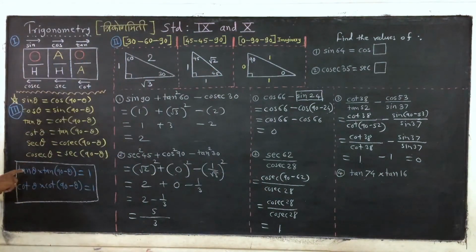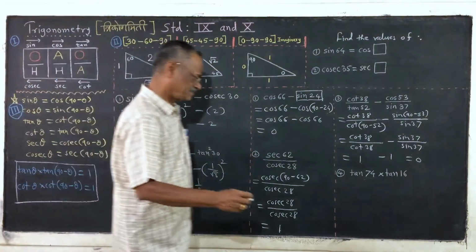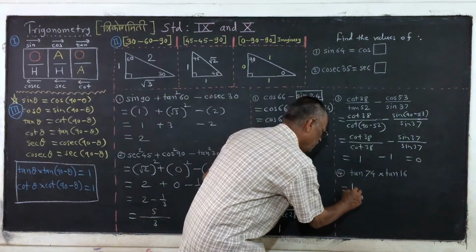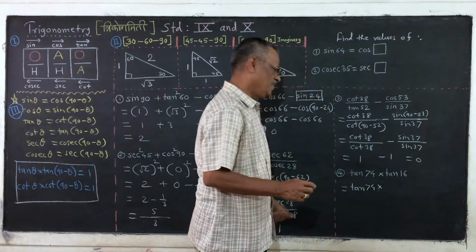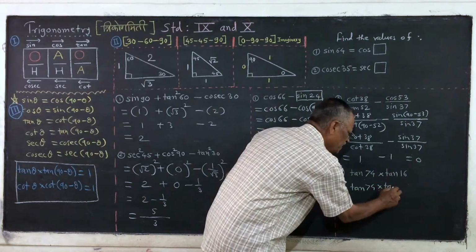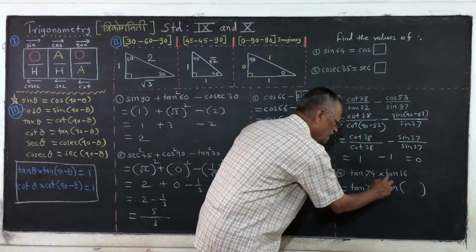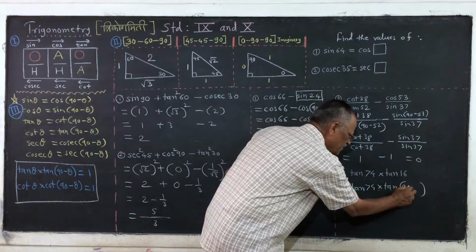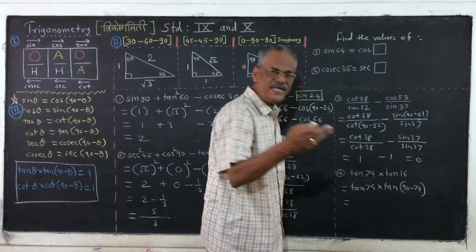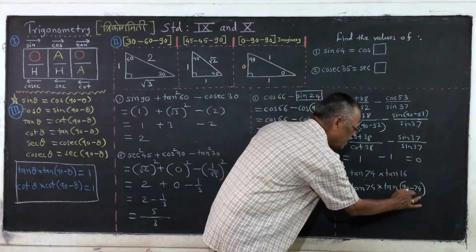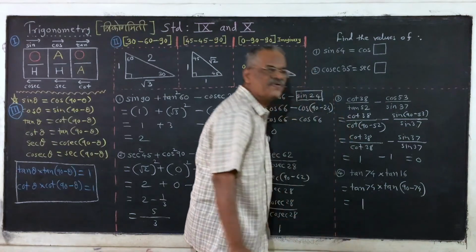सर्वांना हा महत्वाचा ग्रुप जाणार आहे. 90 minus theta. See that tan of theta into tan of 90 minus theta is 1. Product is 1. So remember that tan of 72 into this is nothing but tan of, it is 16, but it is definitely 90 minus 74. So by comparing with the formula tan of theta into tan of 90 minus theta, product is 1.